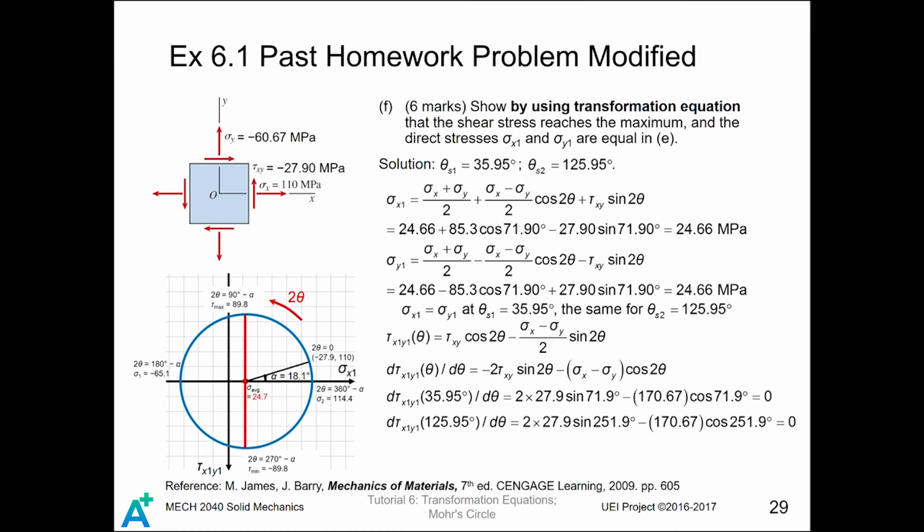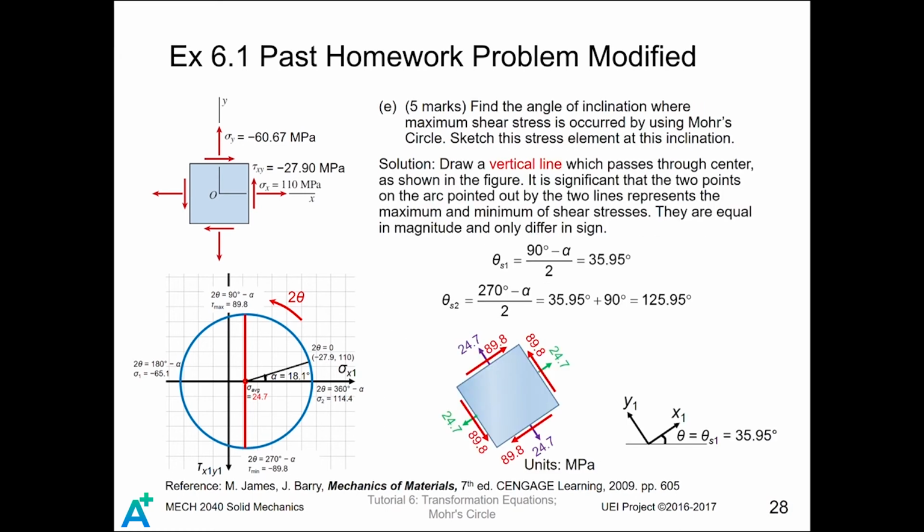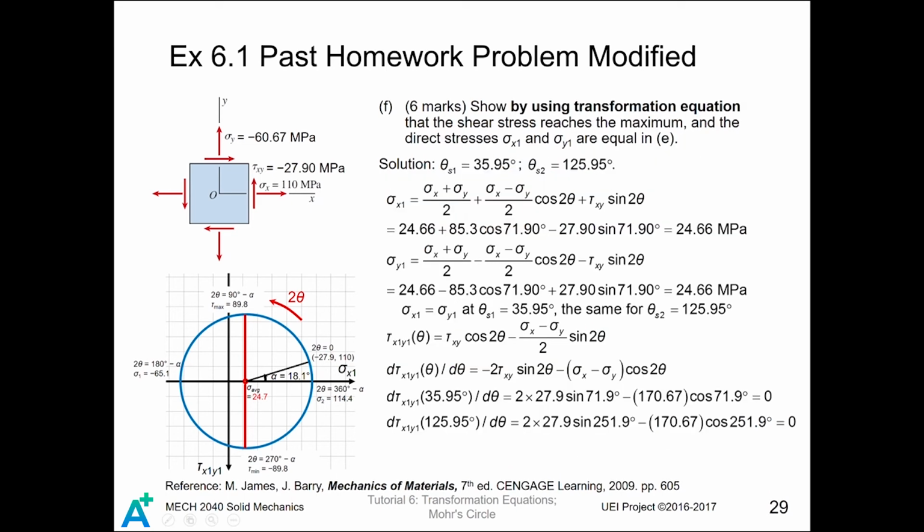Finally, you are going to use the transformation equation to show that all your conclusions in the previous part are correct. So it asks you to show that the shear stress attains the maximum, as well as to show that the direct stress on x1 and y1 directions are the same. To do this, we substitute theta s1 into the transformation equations of the direct stresses. You will get the same answer, which is 24.66 megapascals. You repeat the above procedures by using theta s2, substitute it into the transformation equations, and you can get the same answers.